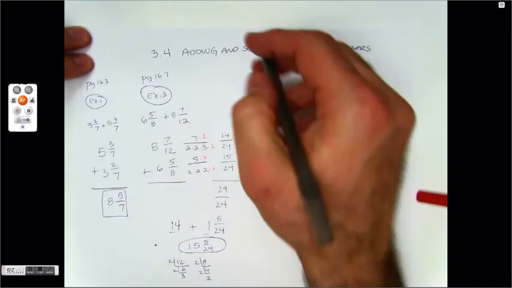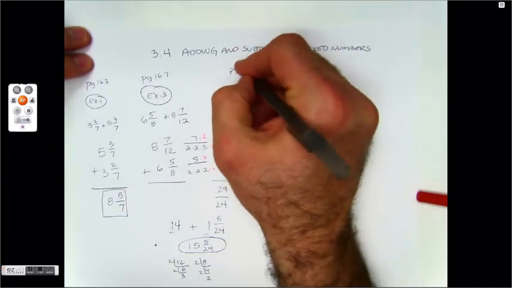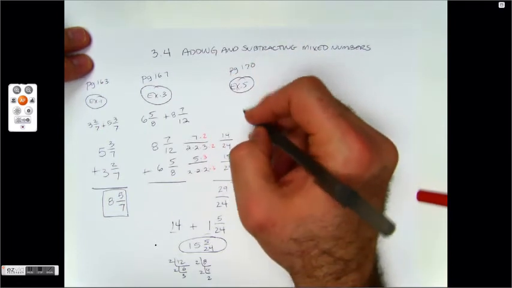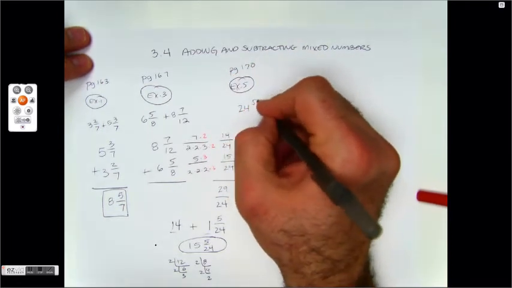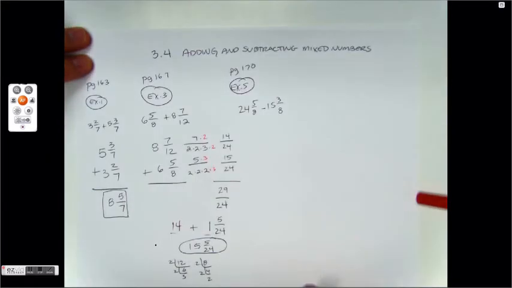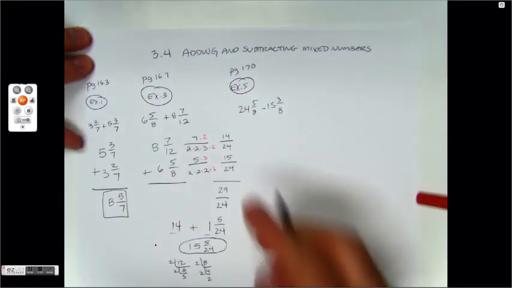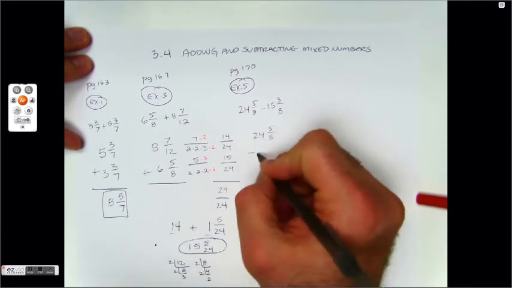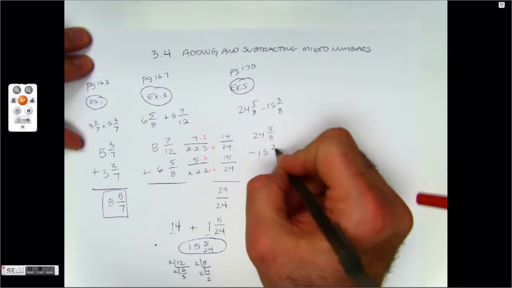Okay, let's go to page 170, and let's look at example 5. Alright, this is 24 and 5/8 minus 15 and 3/8. Again, line this up vertically. 24 and 5/8 minus 15 and 3/8.